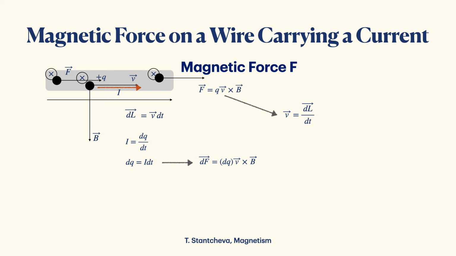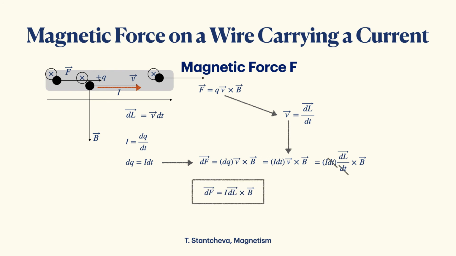So for this segment, dF will be equal to the total amount of charge flowing through this segment of the wire, dq, times the cross product between v and B. Now the total amount of charge was related to the electric current, so I will write it as I dt, and the velocity vector can be written as dl over dt. Here I can see that dt cancels out, and I end up with the formula for the magnetic force on a wire carrying an electric current: dF is equal to I dl cross B.